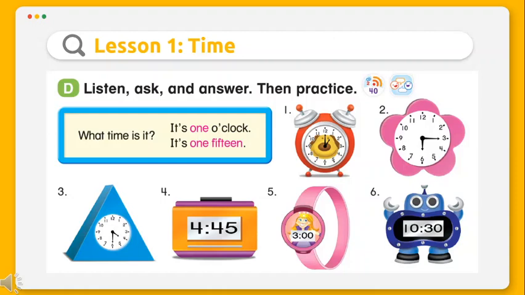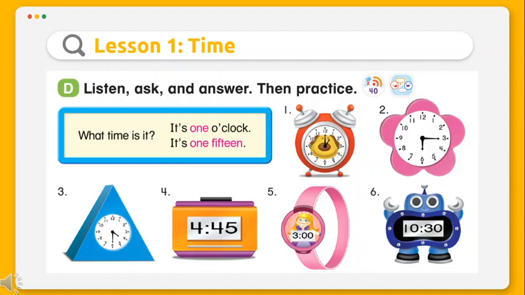It's 1 o'clock. What time is it? It's 1:15. 1, What time is it? It's 1 o'clock. 2, What time is it? It's 6:15. 3, What time is it? It's 4:30. 4, What time is it? It's 4:45. 5, What time is it? It's 3 o'clock. 6, What time is it? It's 10:30.